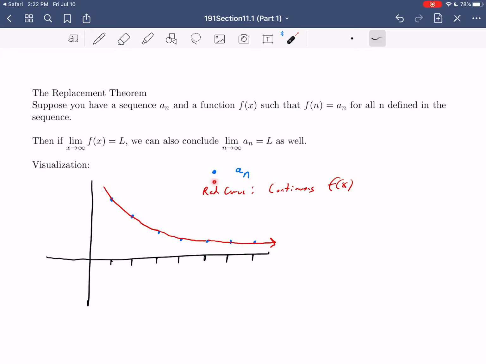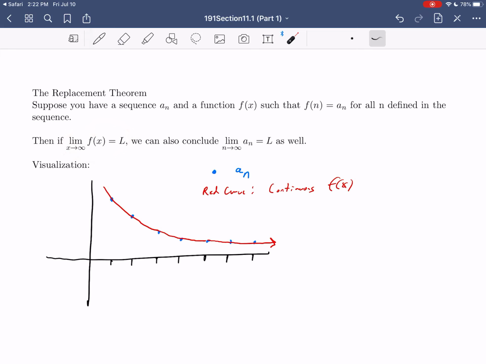And remember, the sequence has an infinite amount of points. So it's not just fitting through the first few. It's got to fit through all of them. That's why it says for all n defined in the sequence. So this replacement theorem is very useful because it tells us that if we can find a function that mimics the sequence at every whole number, then we can analyze the limit as a limit of a function.